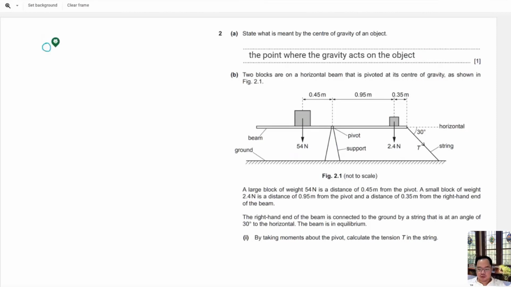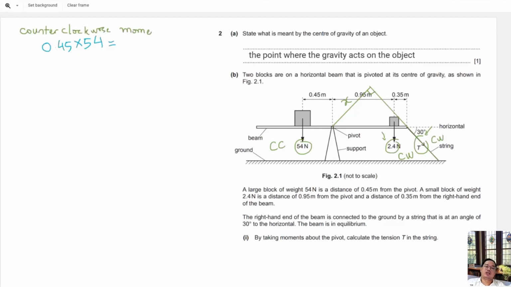Okay, the force 54 here is counterclockwise. 2.4 here is clockwise. The tension is clockwise, and to calculate the moment of the tension, you need to draw the line along the string here, upward like this, and then from the pivot, draw a line which is perpendicular to this one. So this is the distance x to calculate the moment of the tension. The clockwise moments are the moment of the 2.4 Newton force here, and the moment of the tension. 0.45 times 54. This is the counterclockwise moment.